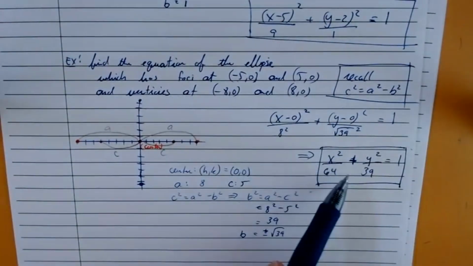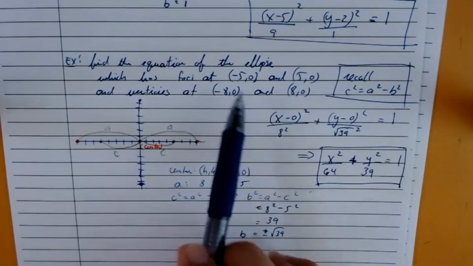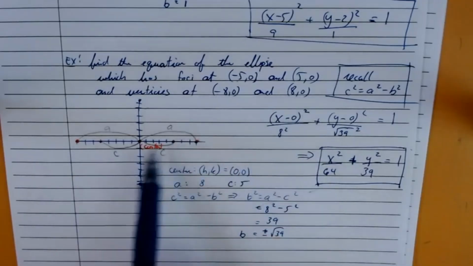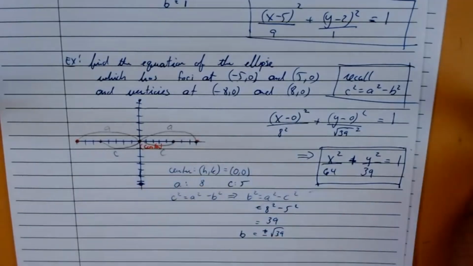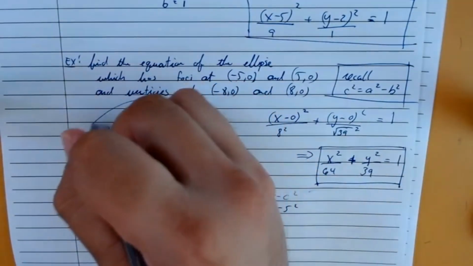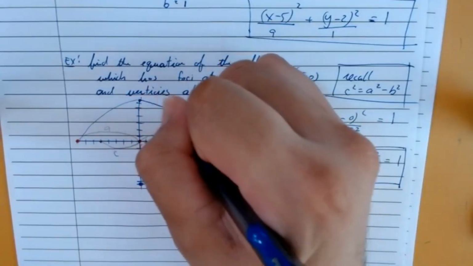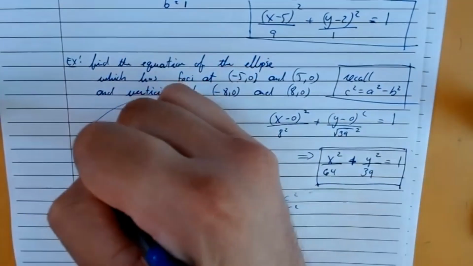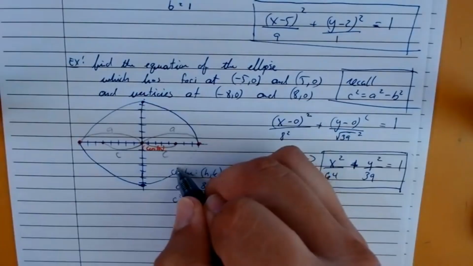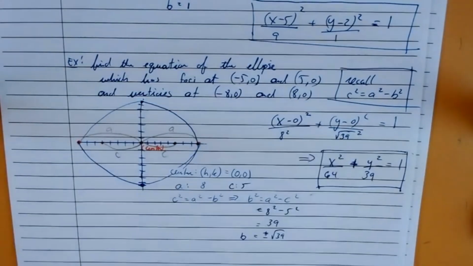So this is the equation of this ellipse, which has negative 8, 0, and 8, 0 as its vertices, and negative 5, 0, and positive 5, 0 as its foci. And just to give us a little bit of closure here, let's go ahead and actually see our ellipse. Just like that. And that makes us happy.